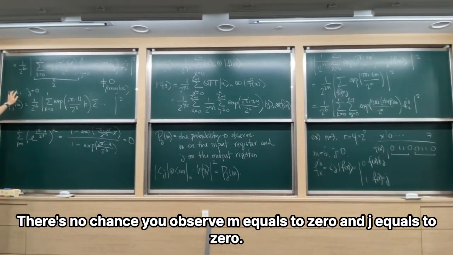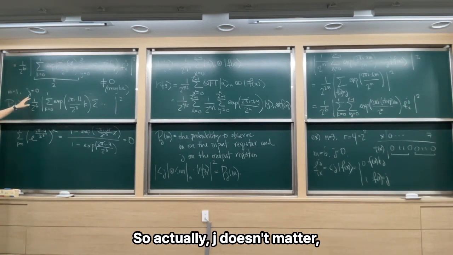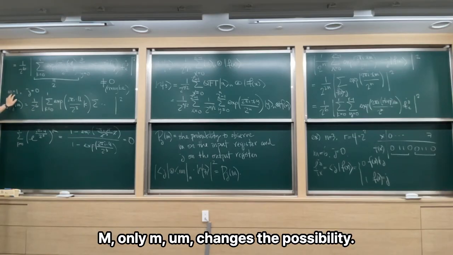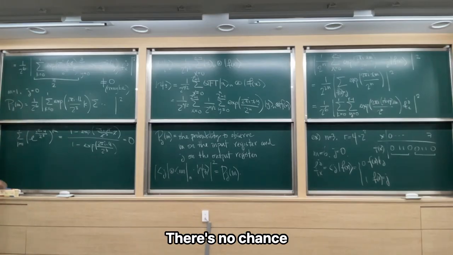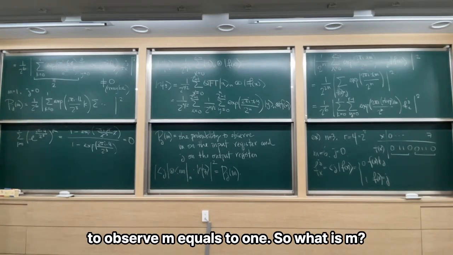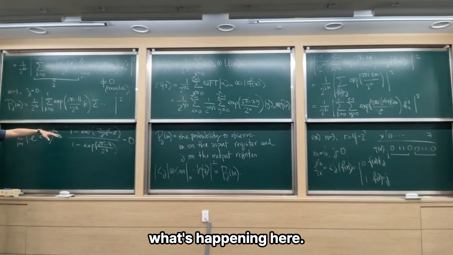So what does that mean? There's no chance you observe m equals to 1 and j equals to 0. So actually j doesn't matter, right, in this case. Only m changes the possibility. So when m is 1, there's no chance to observe m equals to 1. So what is m? It's the output register. So it's the read of the input register. So you kind of know what's happening here.